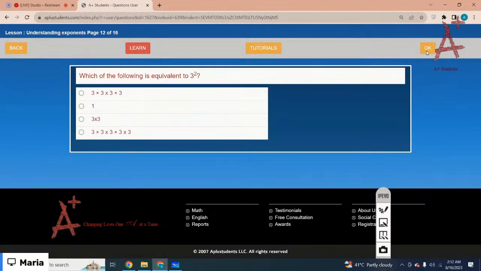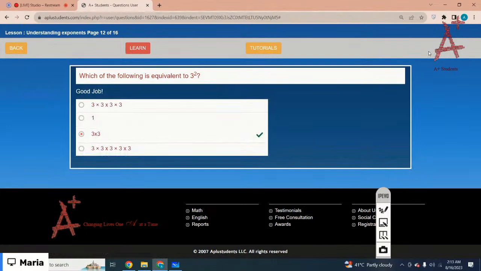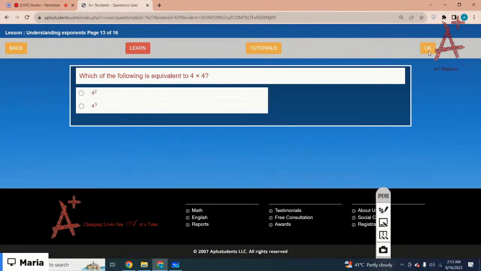Which of the following is equivalent to 3 exponent 2? Which is the correct option? 3 exponent 2 means you have to do 3 times 3, right? Option number 3 is the correct option. It would be 3 times 3.